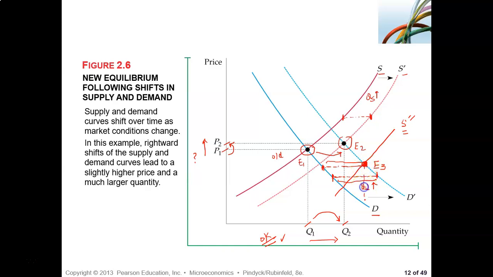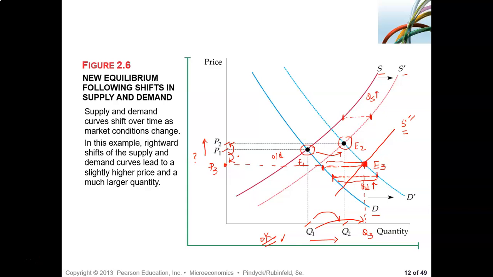And you will see that quantity will still increase from Q1 to Q3, but look at the new equilibrium price, P3. If supply goes from S to S double prime to the right, and demand goes to the right from D to D prime, and now supply shifts more than the demand, as a result, the equilibrium price will fall from P1 to P3. See that? Equilibrium quantity will still increase, Q1 to Q3.